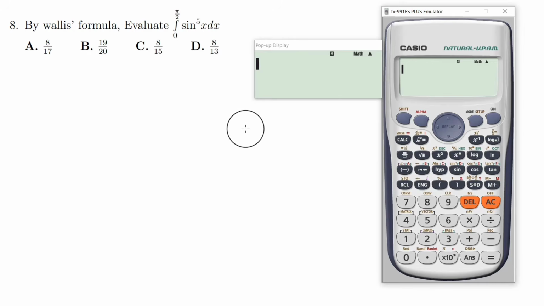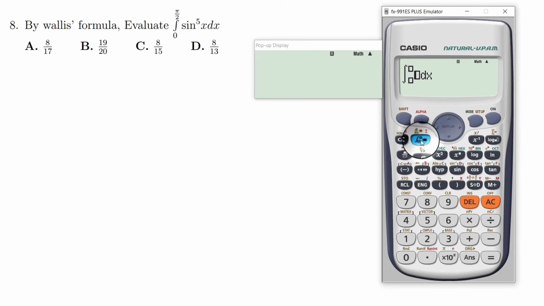In this question, it said by Wallis formula, evaluate this integral. Now let's say, suppose you don't even remember Wallis formula, but you have your calculator with you. Now let's do this with our calculator. Again, make sure that you are on radian mode, because we have sine x, a trigonometric function containing our integrand.